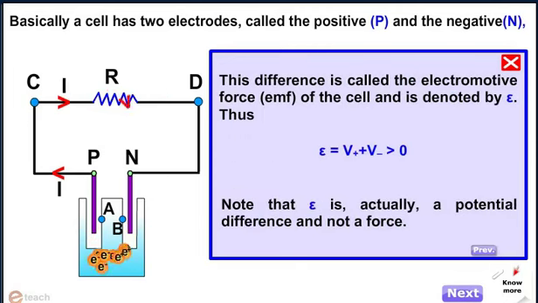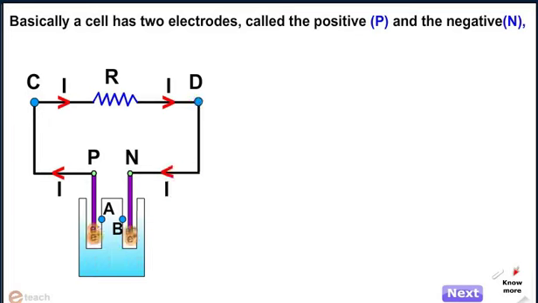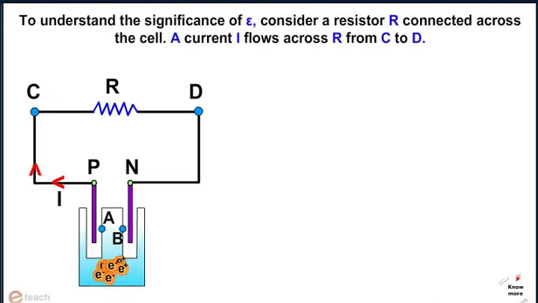This difference is called the electromotive force, abbreviated as EMF of the cell, and is denoted by epsilon. Note that epsilon is actually a potential difference and not a force. The electromotive force is the potential difference across the points P and N in an open circuit. If current is flowing in the circuit, then the potential difference between points P and N will be less than the EMF.